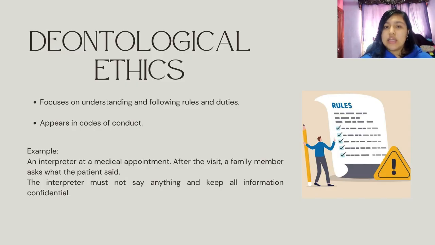Deontological ethics focuses on following roles and duties. According to this view, an action is correct if it complies with established rules. In professional terms, this type of ethics appears in codes of conduct that indicate what you can or can't do. For example, an interpreter is working a medical appointment. The patient shares very personal information. And after the visit, a family member asks the interpreter what the patient said because they never tell the truth. Even though sharing this information might help the family, the interpreter must not say anything because they follow their duty to keep all information confidential.